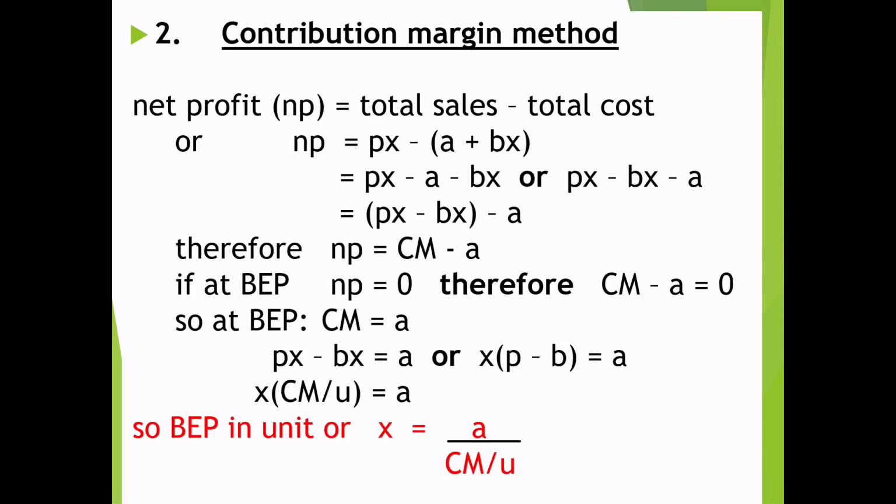By using the contribution margin method, we are still using the same formula, that is, net profit is equals to total sales minus total cost. Therefore, BEP in unit or X is equals to A divided by contribution margin per unit. The detailed explanation will also be done in the tutorial video.